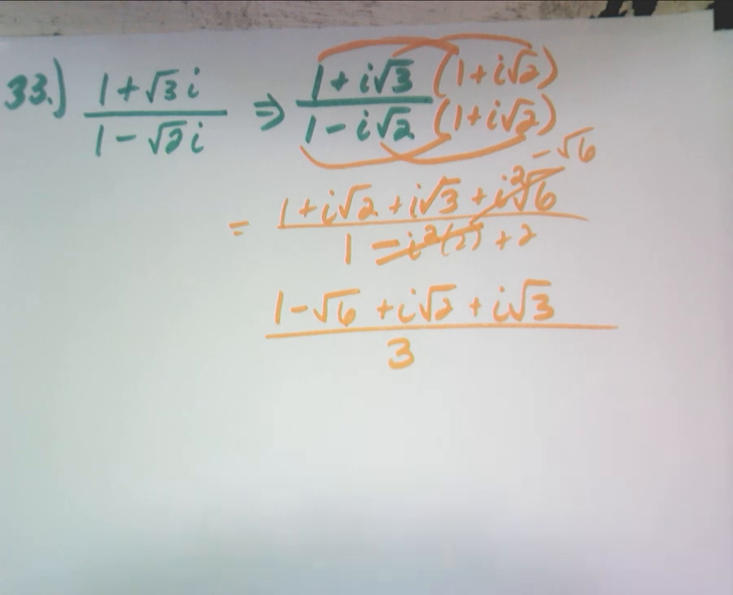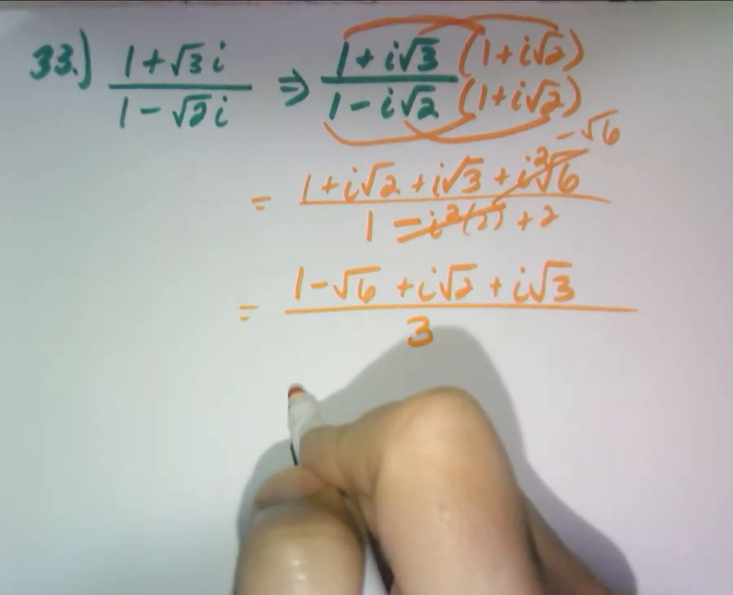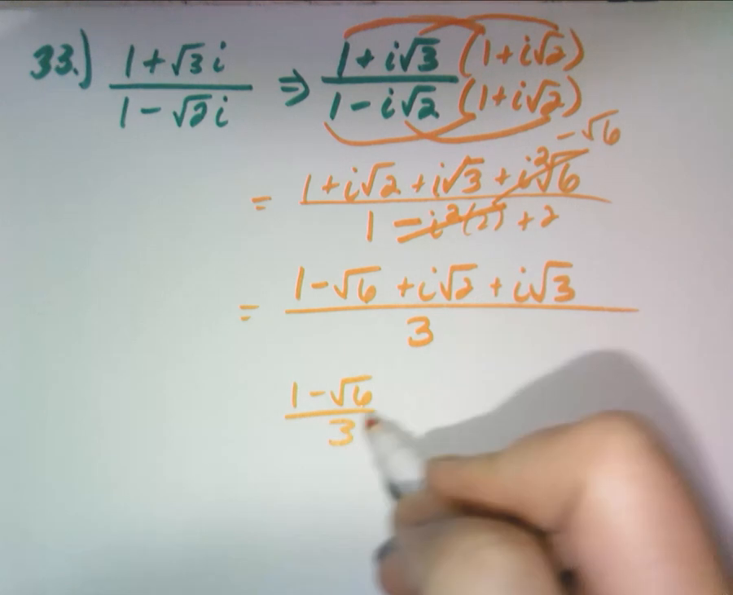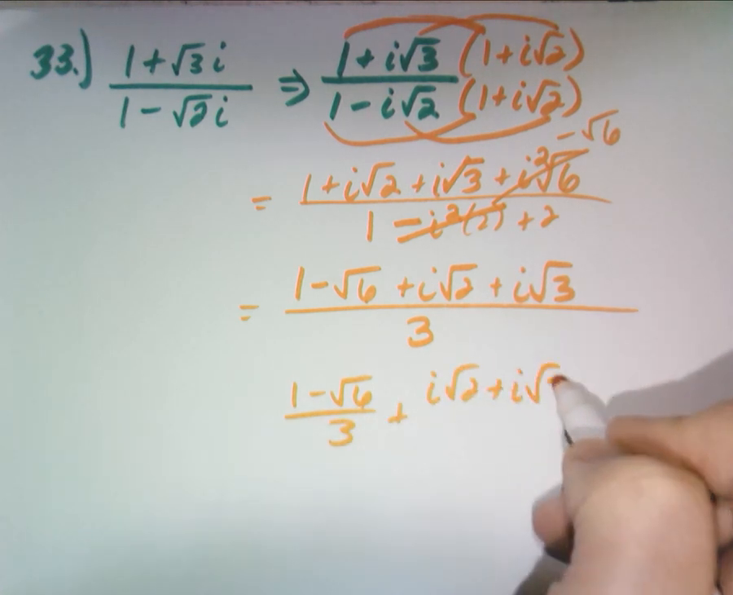Had you gotten to here, that would have been perfectly fine. If you got that far, that's actually really good. And then you went to the back of your book, you're like, what are they doing? They're just putting the reals and then the imaginaries together. So all they're doing is this. They're going (1 minus root 6) over 3 plus (i root 2 plus i root 3) over 3.